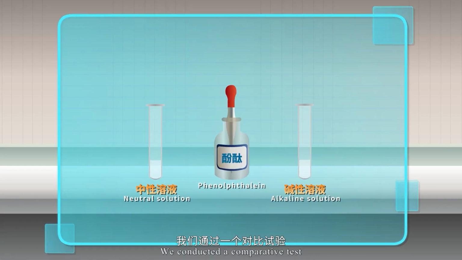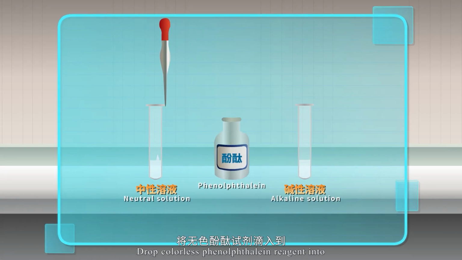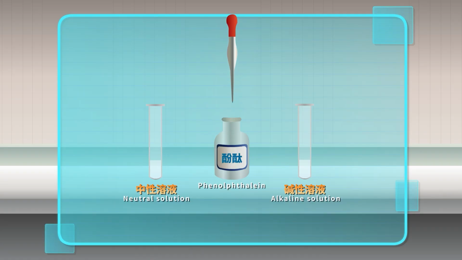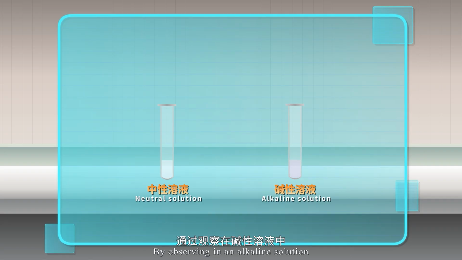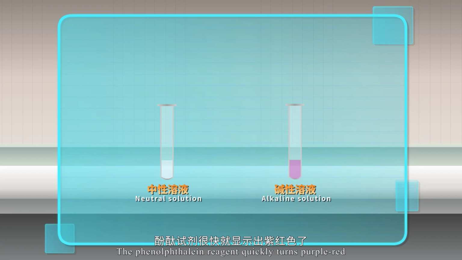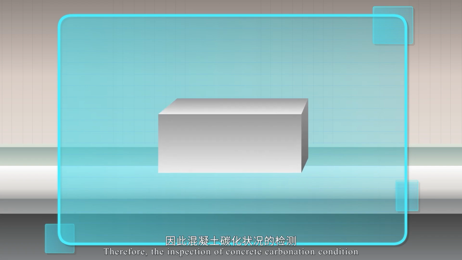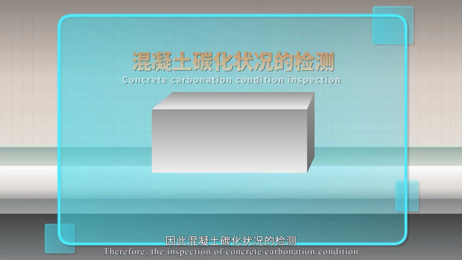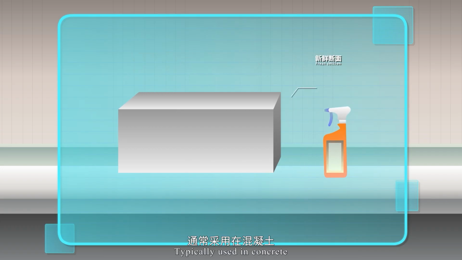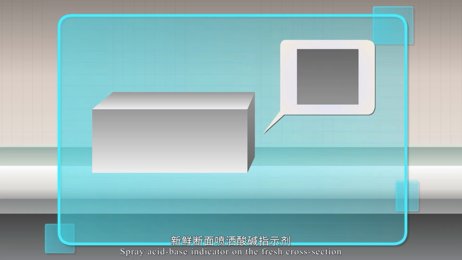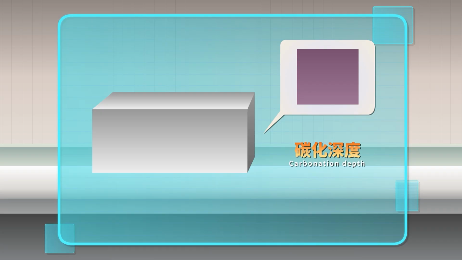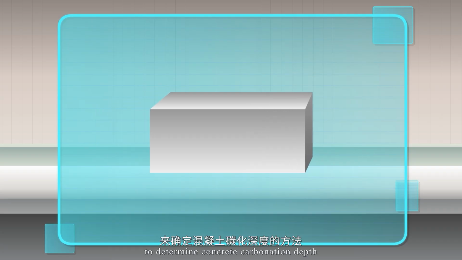We conducted a comparative test. Drop colorless phenolphthalein reagent into the neutral and alkaline solutions to observe its changes. By observing, in an alkaline solution the phenolphthalein reagent quickly turns purple-red. Therefore, for the inspection of concrete carbonation condition, it is typically used on concrete. Spray acid-base indicator on the fresh cross-section, and observe the color change of the acid-base indicator to determine concrete carbonation depth.